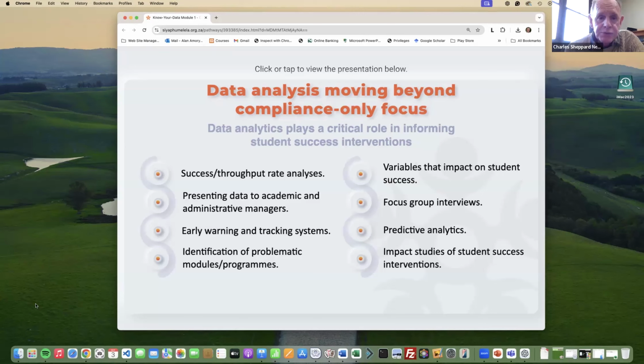As Elizabeth has also indicated, the data assists us in identification of problematic modules or programs. Normally, one can start off by looking at the throughput rates of qualifications, and for those with very low throughput rates, you can then look at the success rates of the individual modules in the program and see which ones are actually causing the students to not complete their studies, and then develop interventions based on that. We can identify variables that impact on student success. As Elizabeth has mentioned, things like quintiles, schools, background of students. Sometimes it's even lecturer connected, etc.